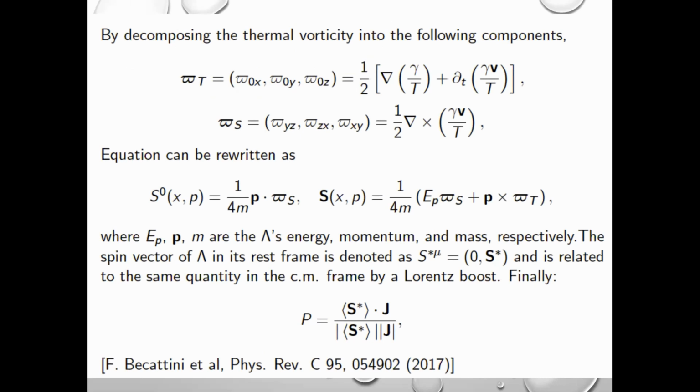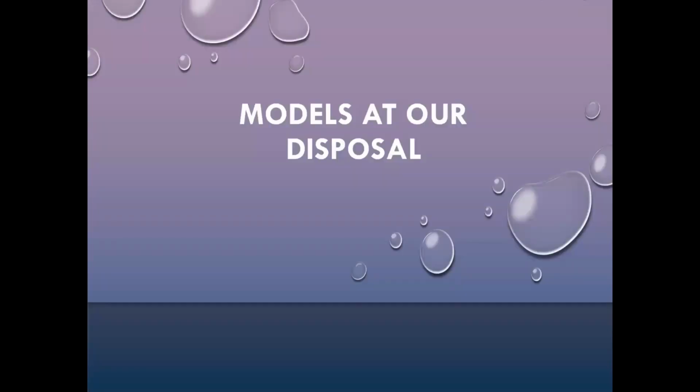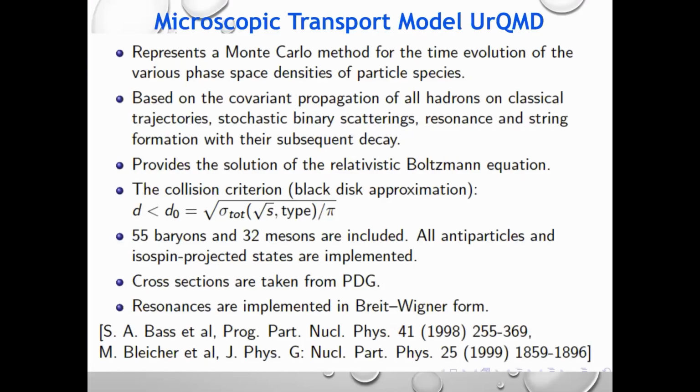Yes, we can separate it further into time and space components. And what was measured by the STAR collaboration is actually the projection of the averaged spin S onto the direction of the global angular momentum J. So that was the theory, and now the models at our disposal.